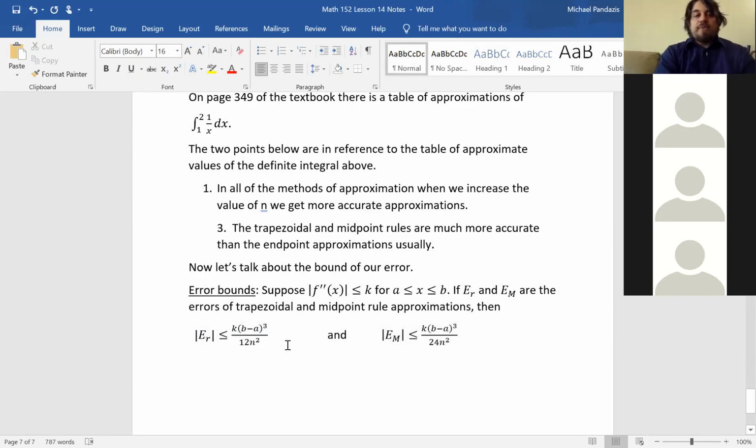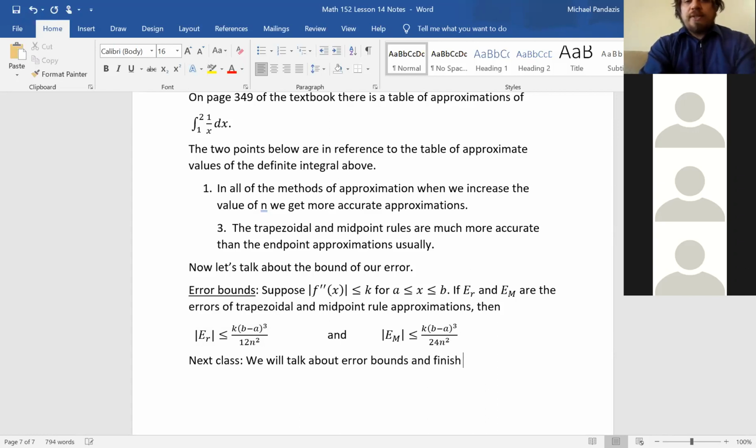And so the goal should be to have this be small. If you can have this upper bound be small, then the error is at most a very small number, which means your approximation is very close to the actual value. So that's the goal of error bounds here. Next class we will talk about error bounds and finish 6.5.